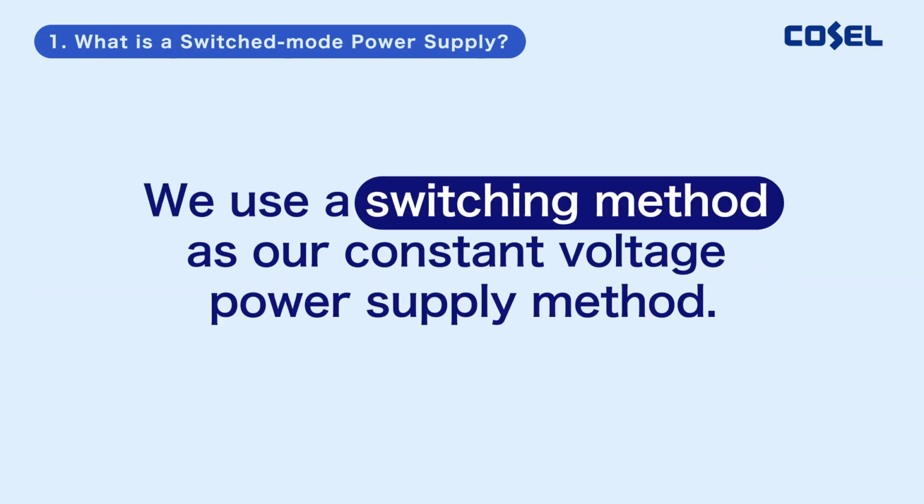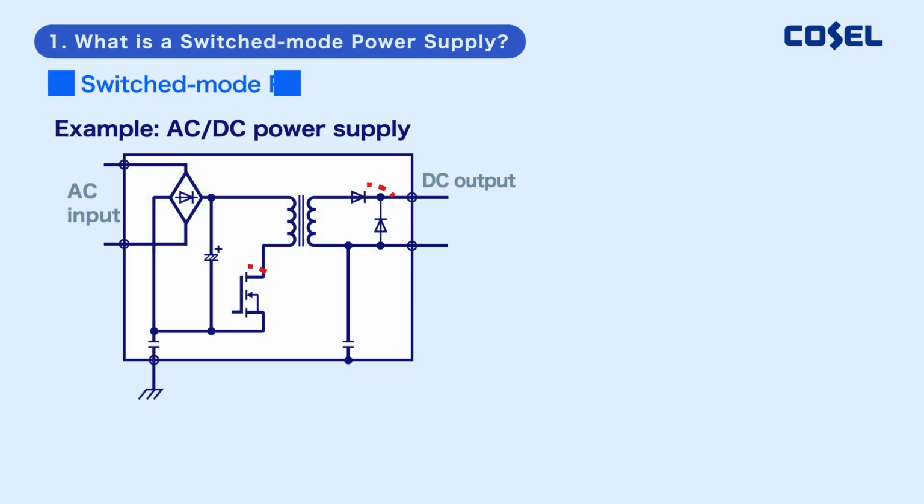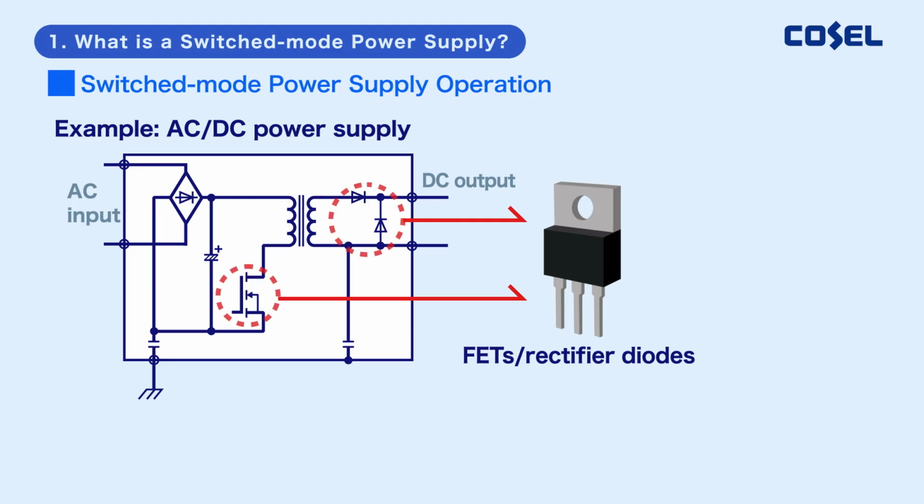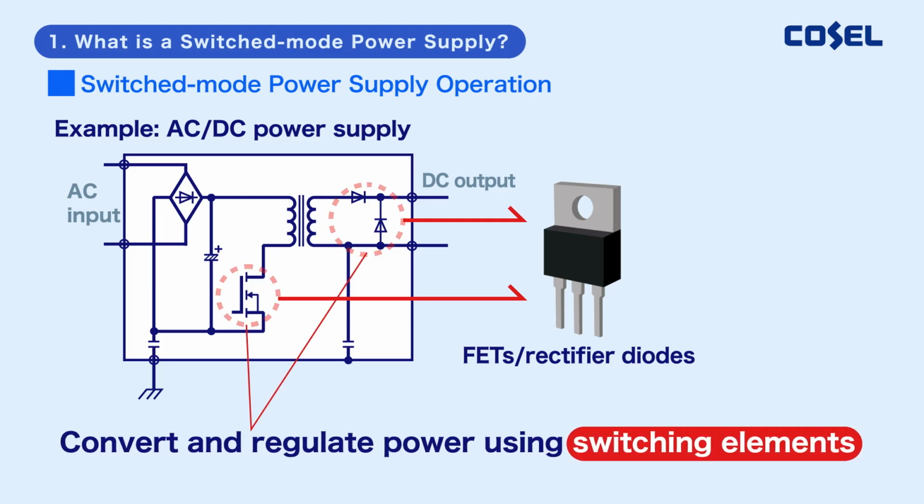We use a switching method as our constant voltage power supply method. The switching method uses a power MOSFET or similar device as a switching element to switch at high speed, convert and adjust power, and stabilize the output.